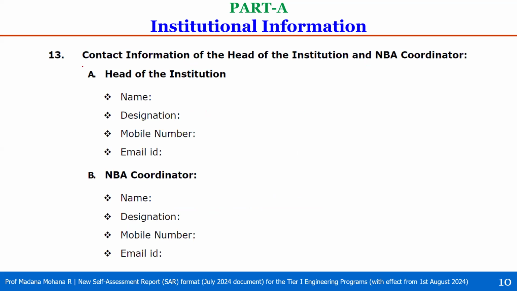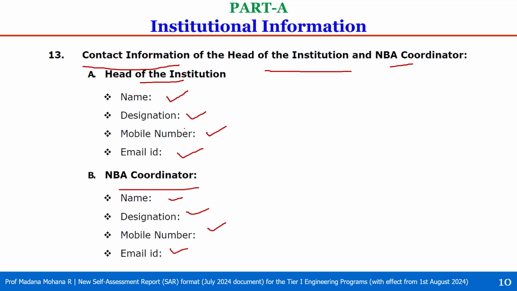Then the next parameter 13th one, contact information of the head of the institution and NBA coordinator. First, head of the institution here means principal name, designation, mobile number, email ID. Then NBA coordinator, you have to provide name, designation, mobile number, email ID. So this NBA coordinator program to program varies. So whatever the department, whatever the program you are applying for NBA accreditation, for that department you have to provide NBA coordinator details. This is about part A of SAR. Part A is institutional information.